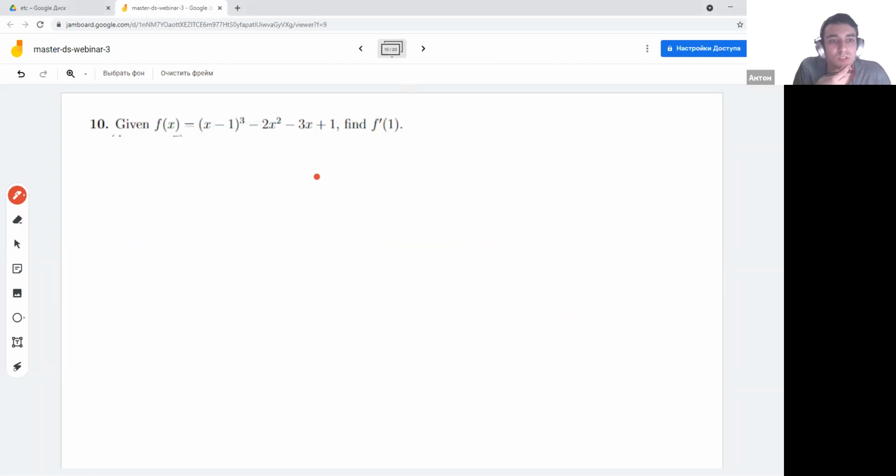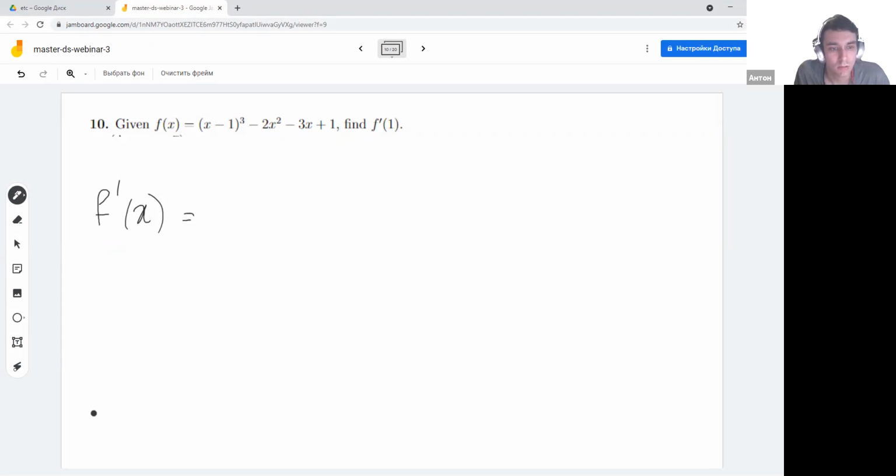So let me move to problem number 10 now. It deals with a function again, but not with a plot now. We are given a function and we are asked to find the value of its derivative when x equals 1. First of all, I would find the general form of its derivative, the functional representation.